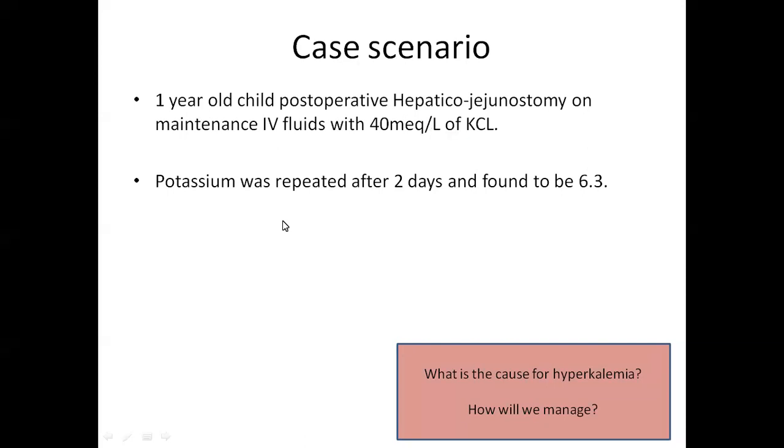Salbutamol nebulization. How is it going to act? That also acts by transcellular shifting. Okay. Anything else you want to give? To remove it, we can give either furosemide or K-bind. Okay, give furosemide and K-bind.